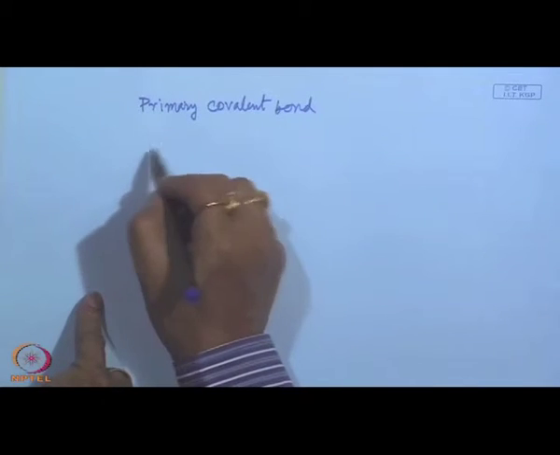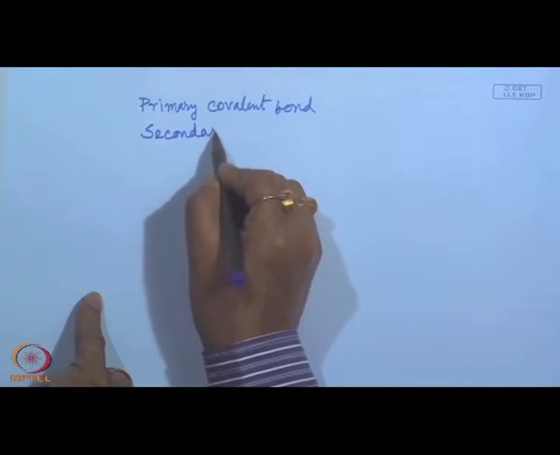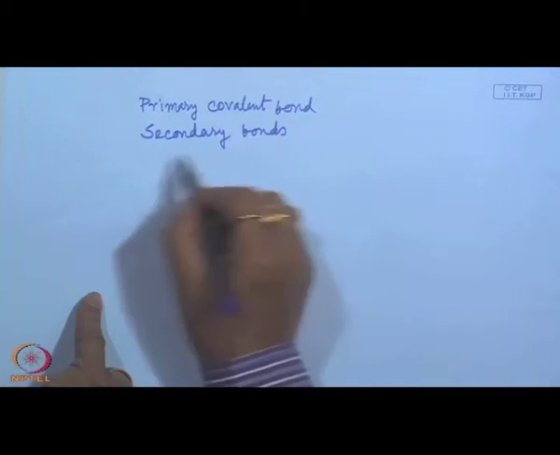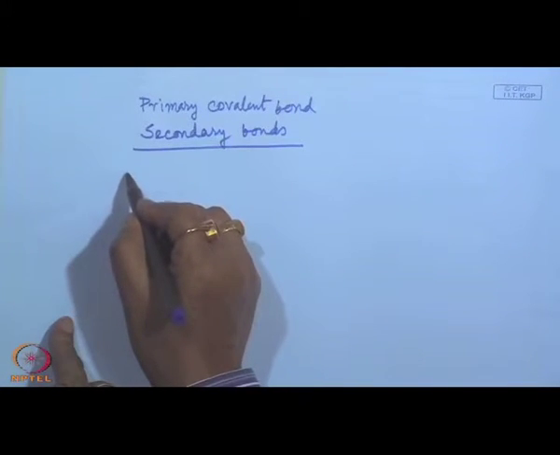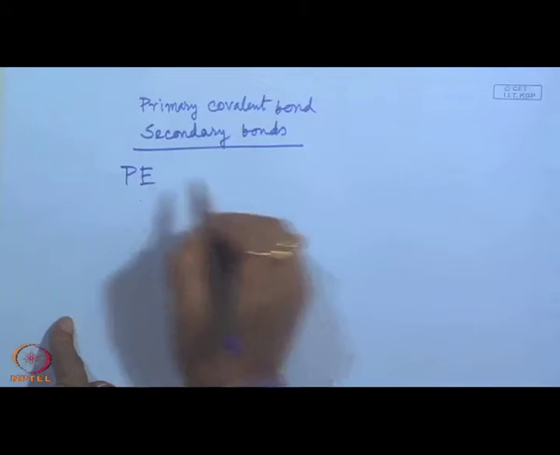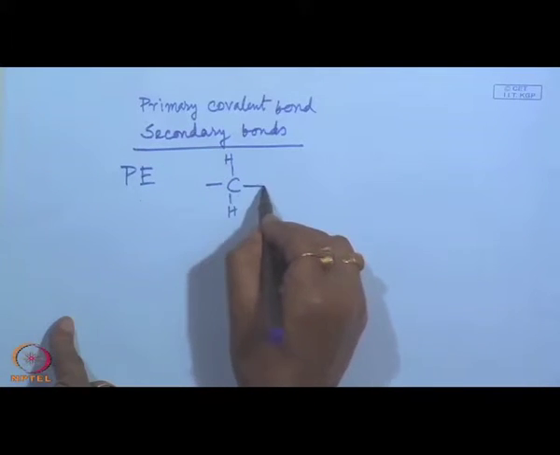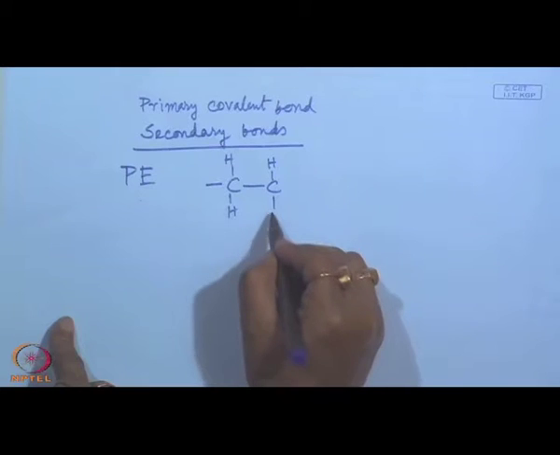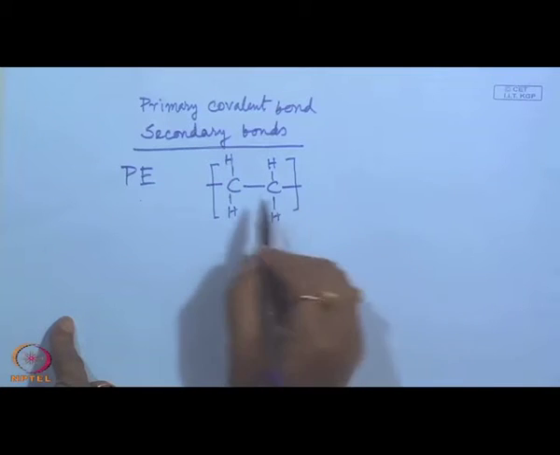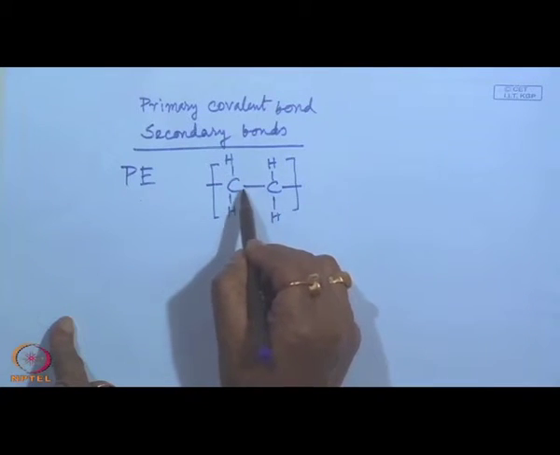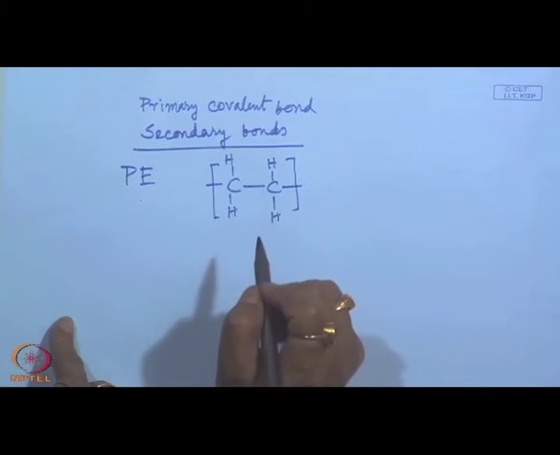and secondary bonds. It will be clear if we think of polyethylene having this kind of bonding. This is the repeat unit of polyethylene. Here we find primary covalent bond between carbons, primary covalent bond between hydrogens.